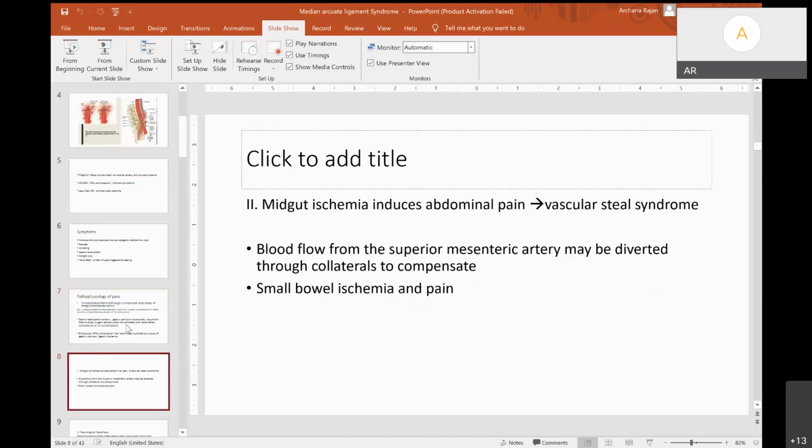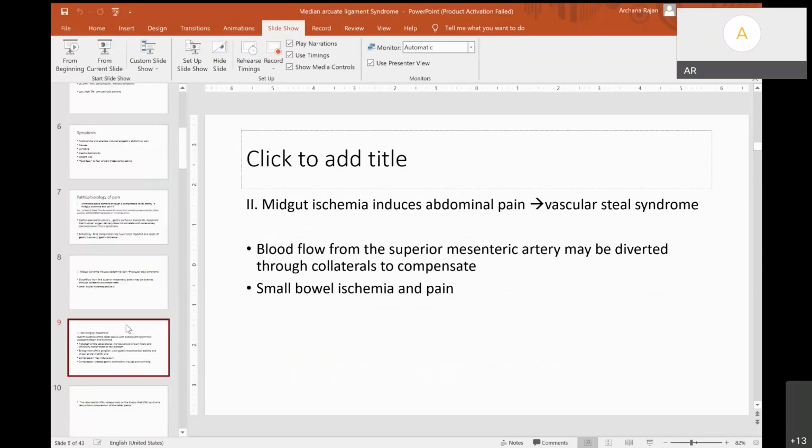So the second theory is that midgut ischemia induces abdominal pain. This is like a vascular steal syndrome, where the blood flow from the superior mesenteric artery is diverted through collaterals to compensate for the compression, and this causes small bowel ischemia and pain. This is the second theory.